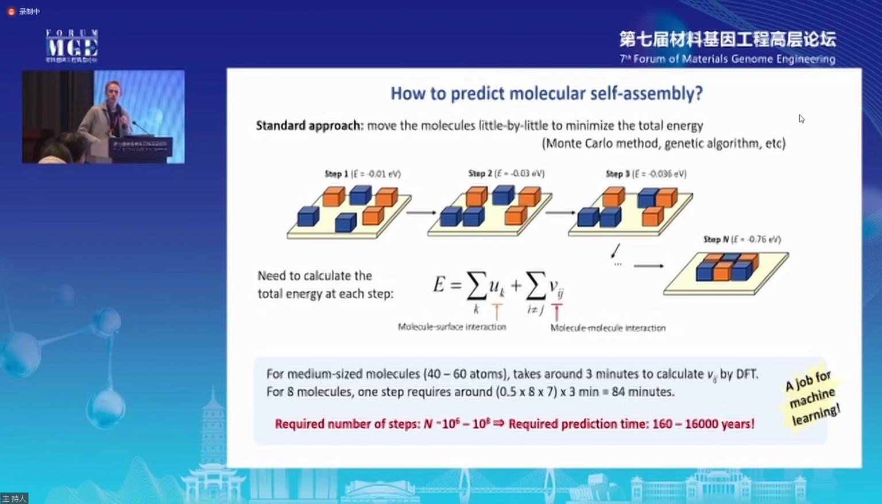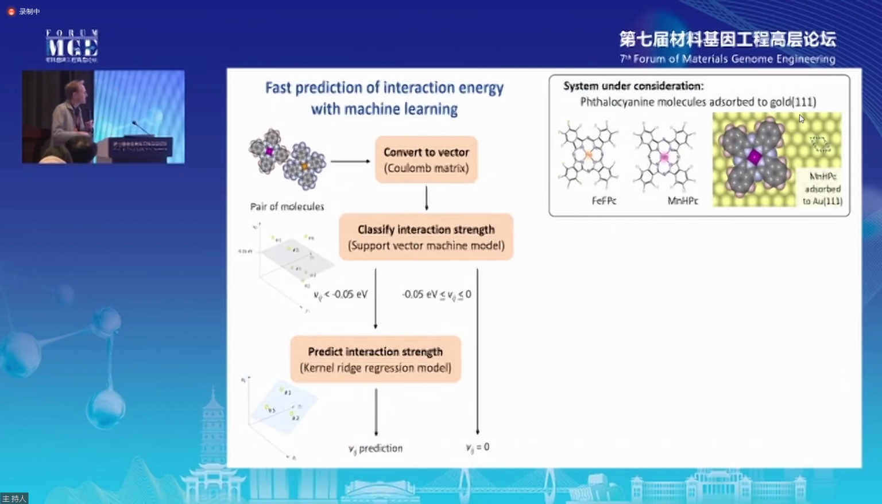But I think no one in this audience will be surprised. That's the job that you can solve using machine learning. We've been working on this for several years. This architecture I'm presenting for predicting the interaction energy is actually quite old. We presented it in 2017. We still use it because it's very effective.